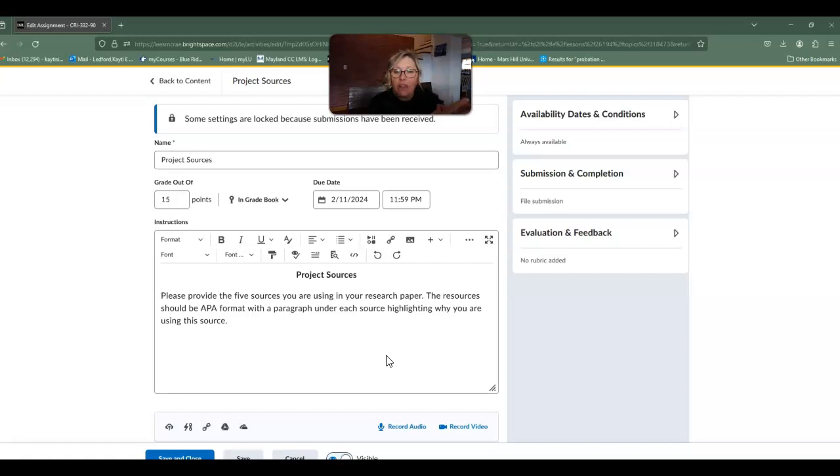And then you're also going to need to write underneath of them a paragraph. It doesn't have to be as big as an annotated bibliography, which would put you at 150 to 200 words underneath your citation. But you're going to have to highlight why you are using this source. Why are you picking this for the theory that you chose?